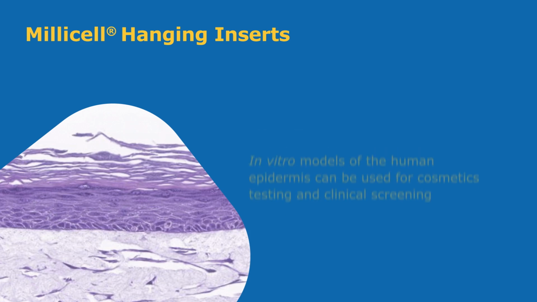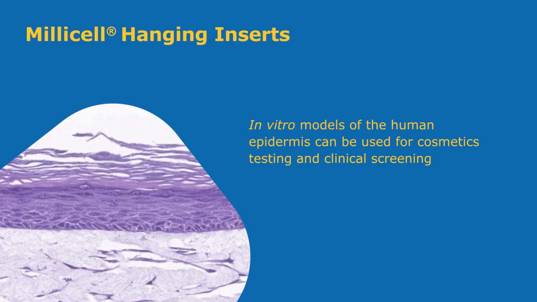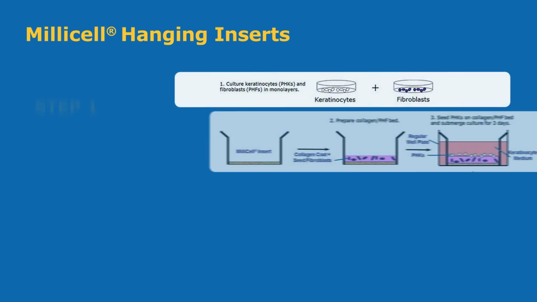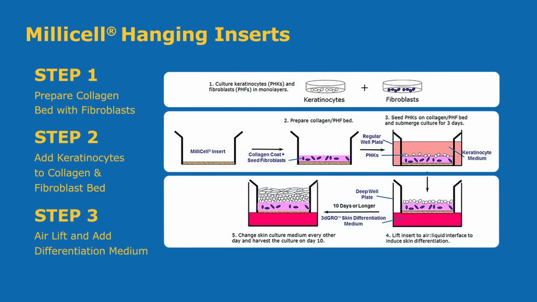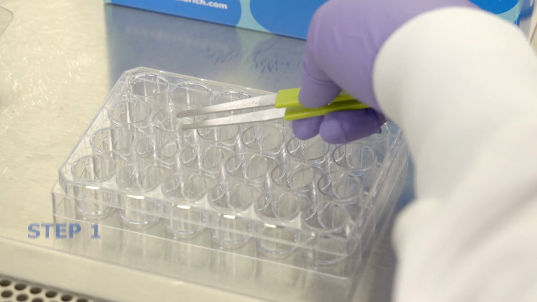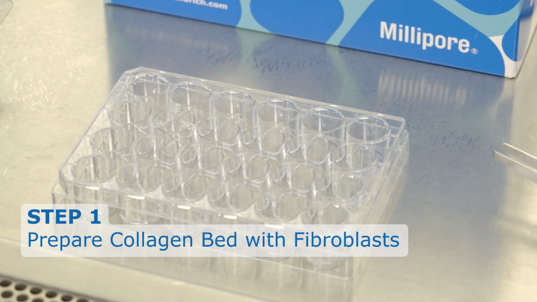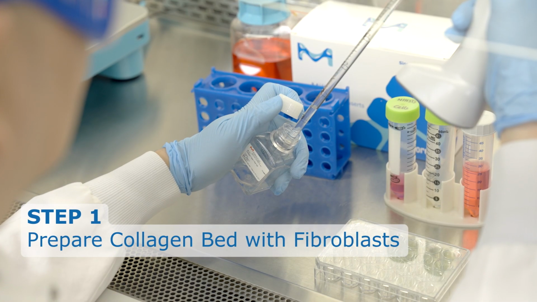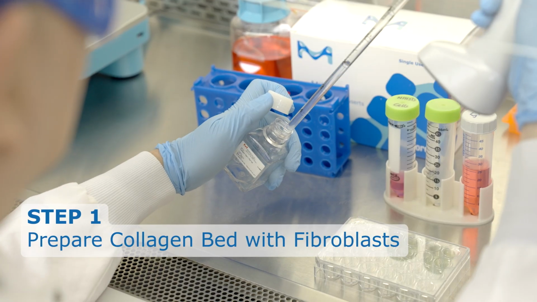This serves as an in vitro model of the human epidermis and can be used in applications for cosmetic testing to clinical screening. Here is a diagram of the steps to generate an ALI skin model. In the first step of generating this model, we will create stratification of the skin. Mix collagen and fibroblast cells and place on top of the membrane.